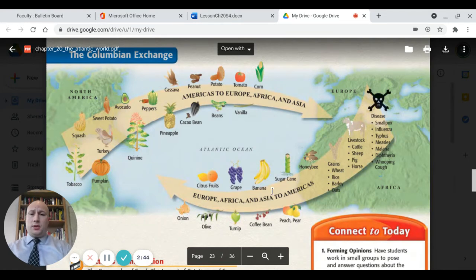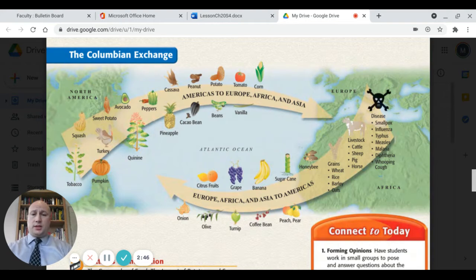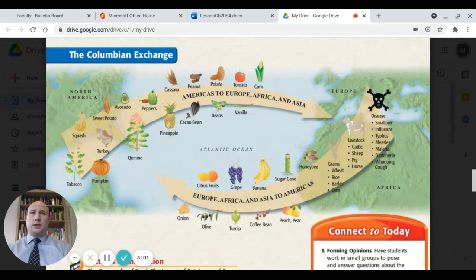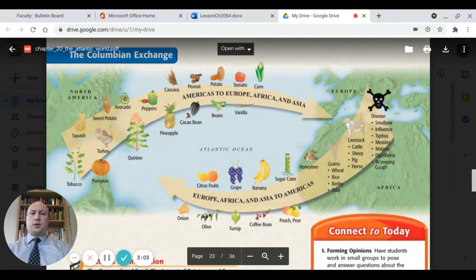Over here, coming into the Americas, are a lot of things that just weren't simply there. Bananas, grains, honeybee, sugar cane, which became a really big part of Brazil's early history, and unfortunately the slave labor there on sugar plantations. Livestock such as cattle, sheep, pig, and horse, and then of course those diseases that we did talk about also played a major role there.